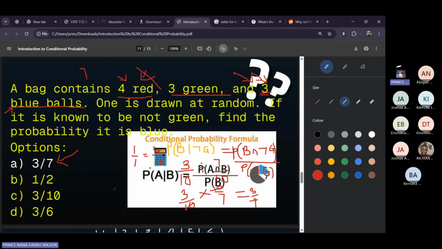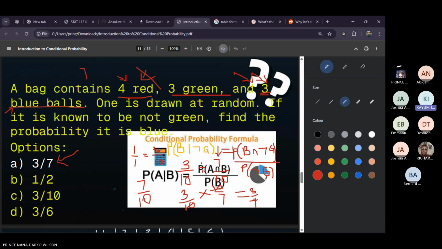1 minus 3 over 10, right? And what does that give us? I think it gives us 7 over 10. Yes. So that's the probability of not being green, right? That's the value over here. Okay, 7 over 10.